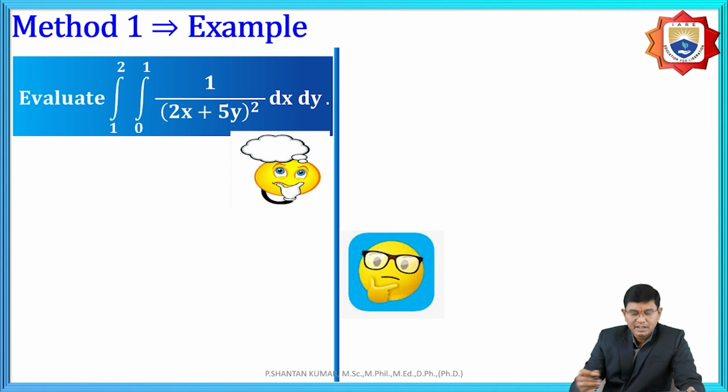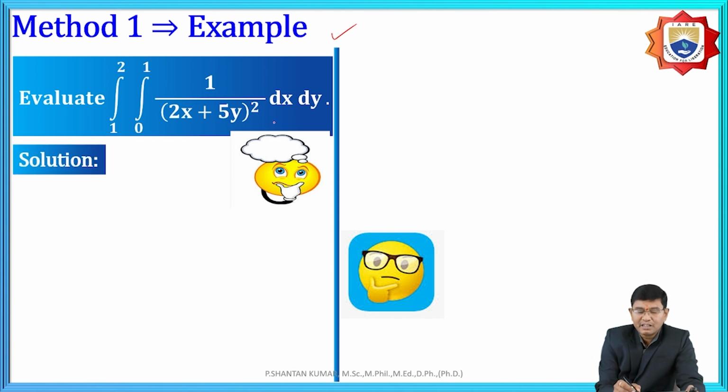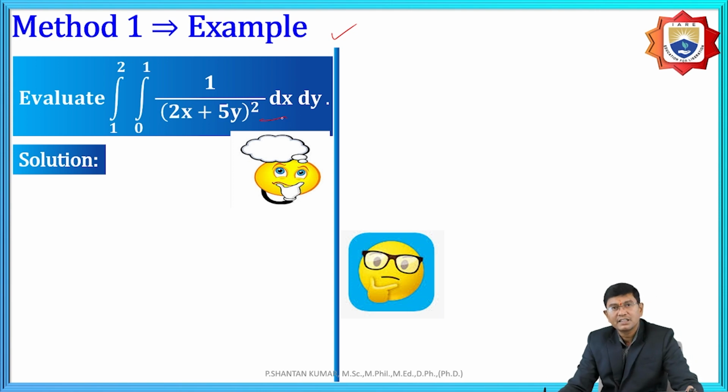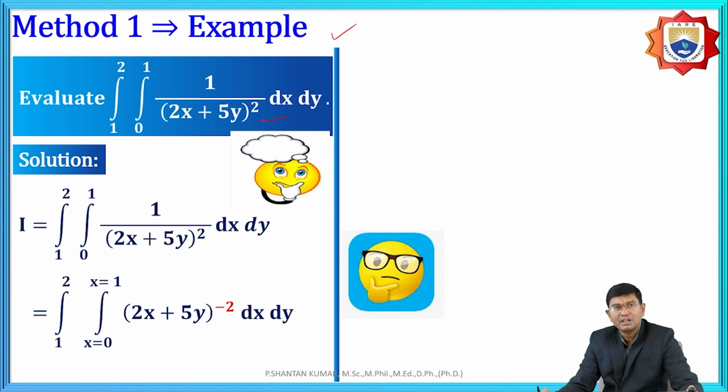For example, here is a different, interesting problem: the double integration 1 to 2, 0 to 1, of 1 by 2x plus 5y whole square into dx dy. This problem is a double integration with constant limits, with respect to x and also y. We integrate with respect to x first as the inside integral, with limits x is equal to 0 to 1, and the rest of the values are y is equal to 1 to 2.